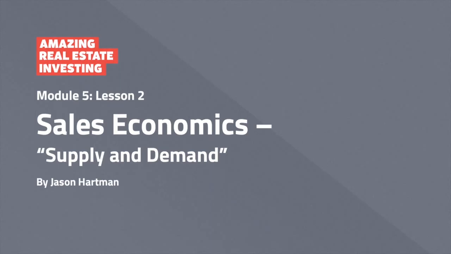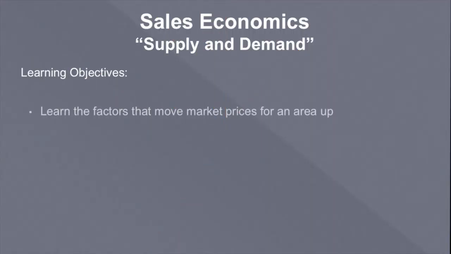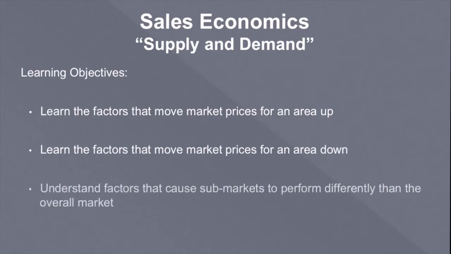So we talked before about how supply and demand is, of course, the fundamental rule of economics. Well, in this lesson, we're going to dive in. We're going to learn some of the key factors that move market prices in an area up, down, and sideways. No, not really. Well, yeah, I guess so. We're going to understand the factors that cause submarkets. These are the micro markets within what's considered to be a market.